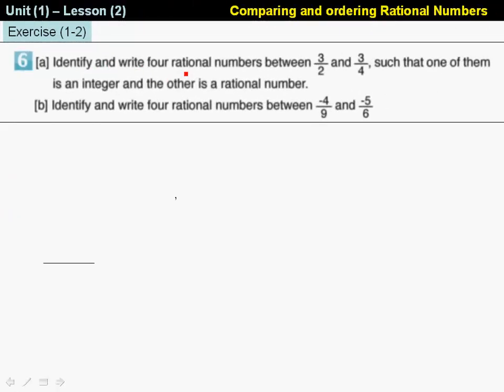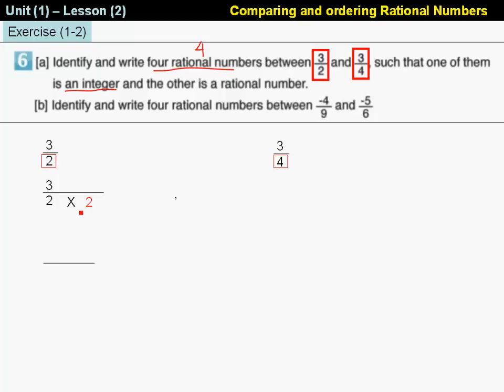Identify and write 4 rational numbers between 3 over 2 and 3 over 4, such that one of them is an integer and the other is a rational number. Be careful, please. We have these two rational numbers. As I told you, this 2 and this 4. So both denominators must be equal.